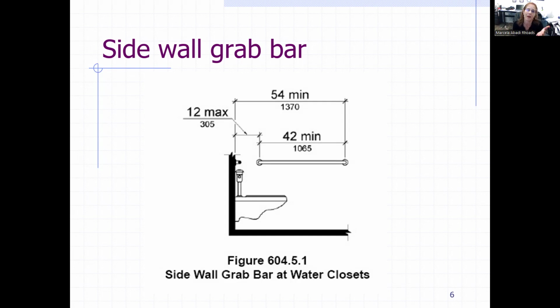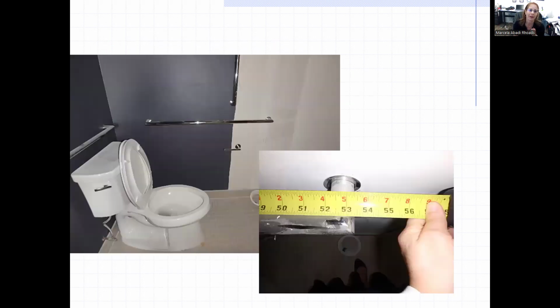So that means that if you have a 42-inch grab bar, it has to be exactly 12 inches for you to yield the 54. What happened here is that it was a 42-inch grab bar, but they installed it closer than 12 inches from the rear wall, which yielded 53 1/4 inches instead of the 54 minimum.